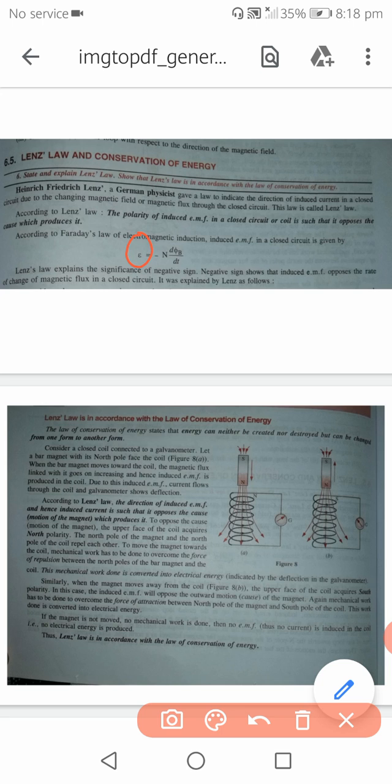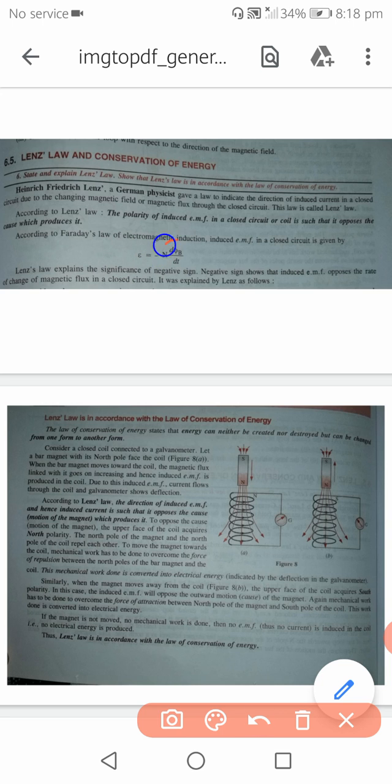The cause of induction is which one? dφ/dt is the cause of induction, meaning the change of flux. Because in all the three experiments of Faraday, what we saw? In every case there was a change of flux, and when there was a change of flux, there is a formation of induced EMF. So it opposes. That is why there is a negative sign.